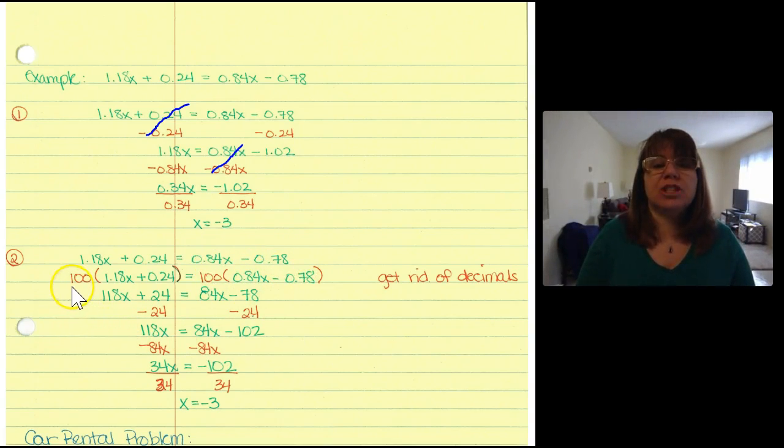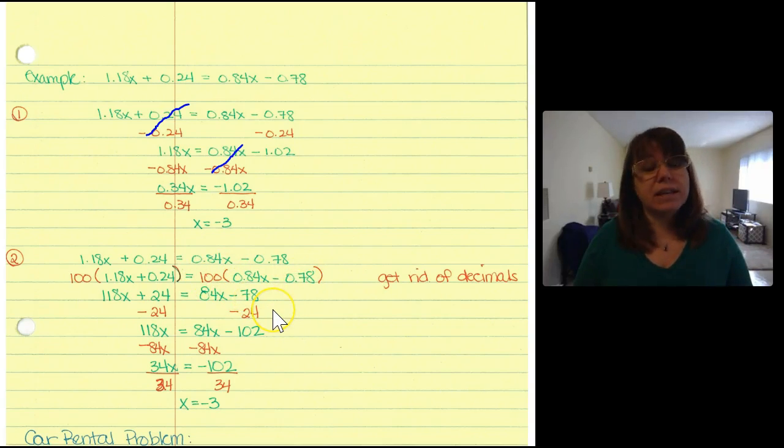If I multiply each side by 100, meaning each term on both sides by 100, I'll get rid of the decimals. 1.18 times 100 is 118. 0.24 times 100 is 24. 0.84 times 100 is 84. And 0.78 times 100 is 78. Now I don't have any decimals to deal with. I'm going to subtract 24, and go through the same process, and you'll see my answer is exactly the same.